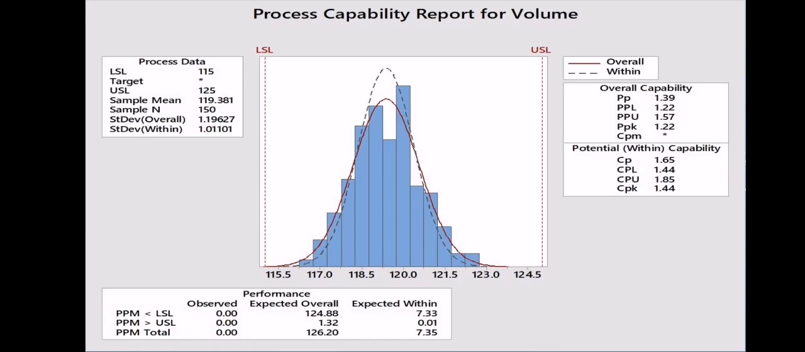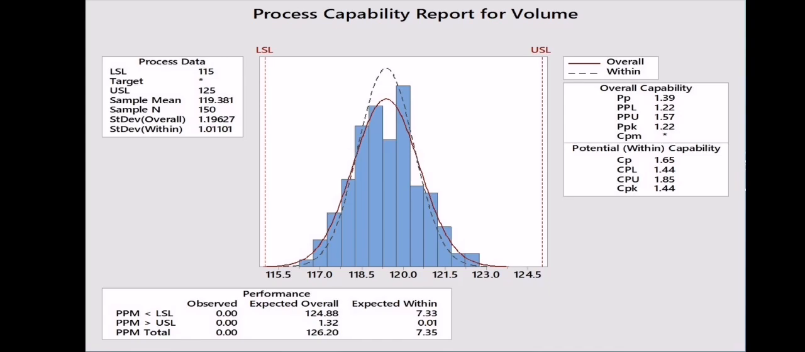When we perform a process capability study using Minitab software on our 30 samples of size 5, we get a process capability report as shown here. Now, the first thing we check for is normality. And we look at the histogram, not the curves that are superimposed on the histogram, but the histogram itself, the blue rectangles here, and we see that they do peak in the middle and they do tail off in a fairly symmetric pattern on the two sides. So we conclude that this process is normal.